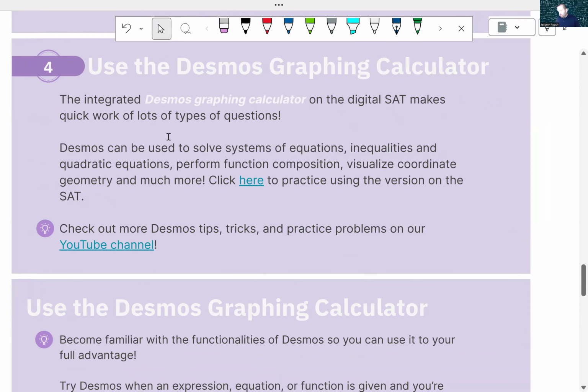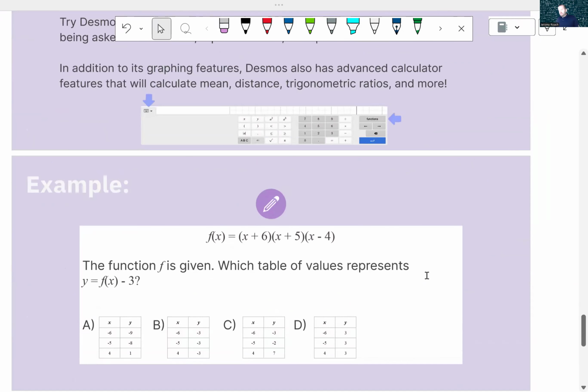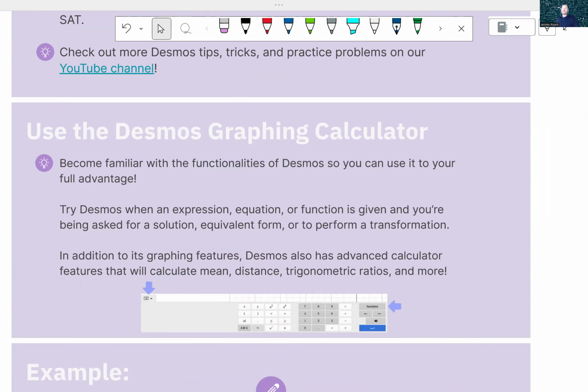But using the Desmos graphing calculator, you just go to desmos.com/calculator. And you can also go to desmos.com/scientific if you want just a regular scientific calculator to work with. Let me just show you. Let me share my screen on Desmos instead.